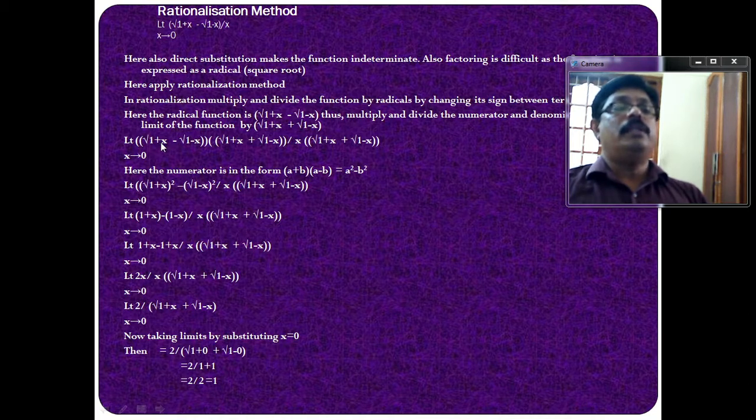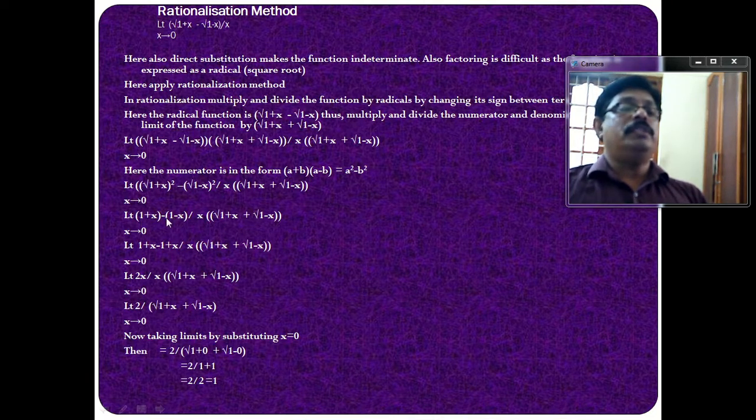So as per the algebraic identity, you know that (a plus b) into (a minus b) is equal to a square minus b square. So you can rewrite it as (1 plus x) the whole square minus (1 minus x) the whole square. You are keeping the denominator as such. Root of 1 plus x the whole square is equal to 1 plus x. Root of 1 minus x the whole square is equal to 1 minus x, divided by the denominator.